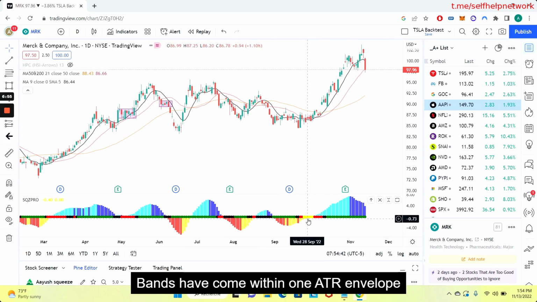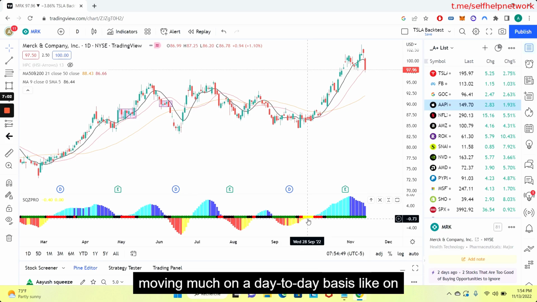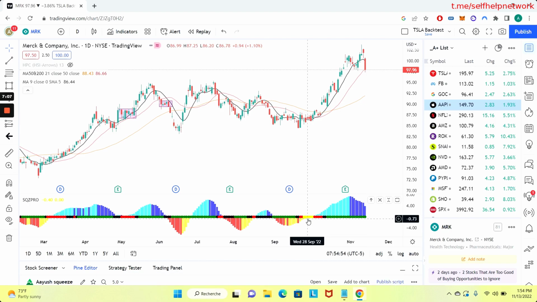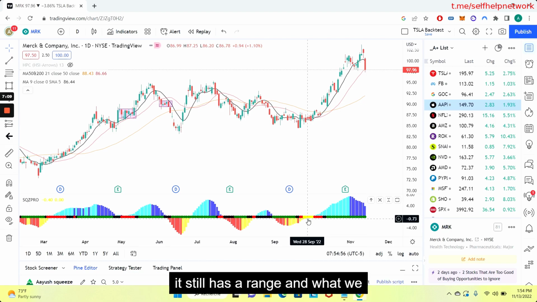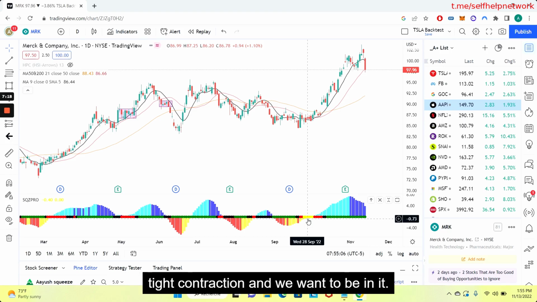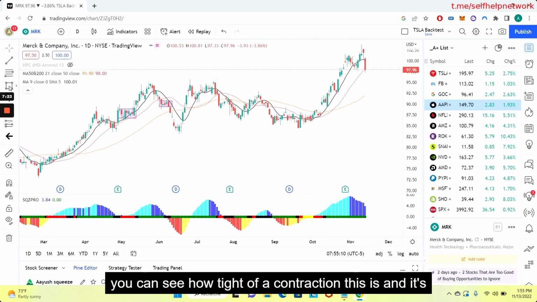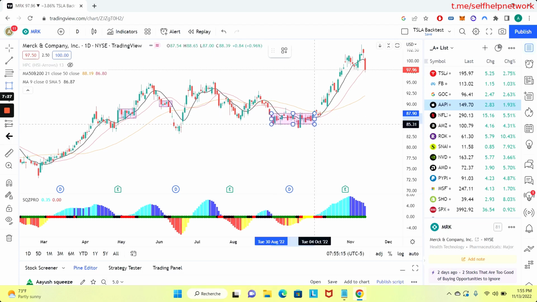The third and the final one are the yellow dots, in which case the Bollinger Bands have come within 1 ATR envelope of the Keltner channels. That means that the price is not really moving much on a day-to-day basis, like on a closing basis it's not differing that much, but it still has a range. And what we mean by that is you see some volatility, but price is not going anywhere. That's a box. That's a tight contraction, and we want to be in it. So in this case, we have the yellow dots, and you can see how tight of a contraction this is, and it's the strongest kind of box you would see.